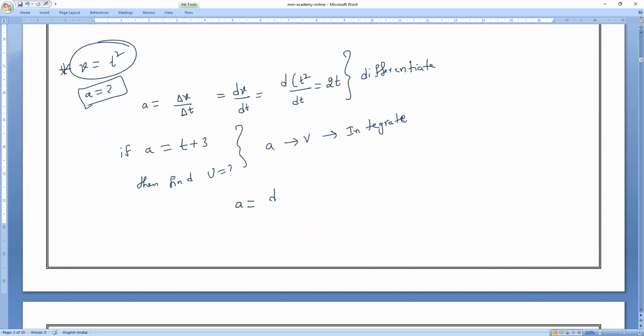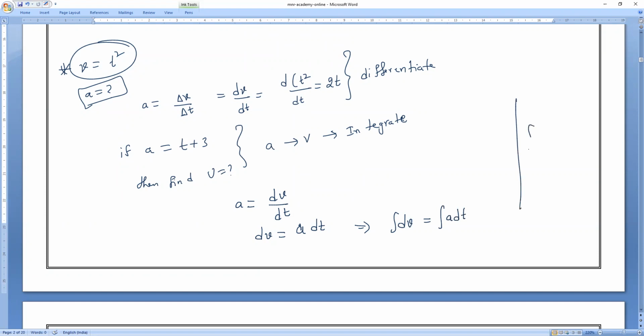So acceleration means what? We know the formula: a = dv by dt. From that, dt will come to this side, so dv is equals to a dt. Now apply integration on both sides: integration of dv is equals to integration of a dt. Is it clear, all of you?